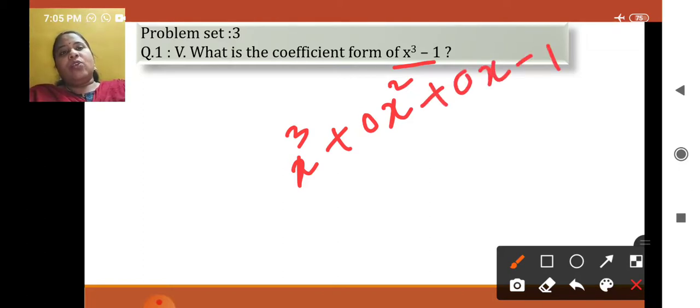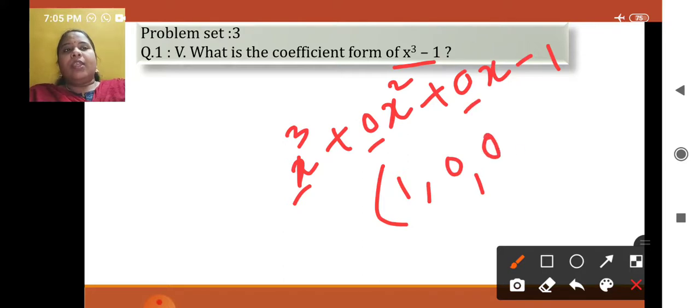Then what? Collect the coefficients. What is the coefficient of x cube? Nothing written means 1. Then 0. Then 0 again and then minus 1. So this should be the coefficient form. 1, 0, 0, minus 1.